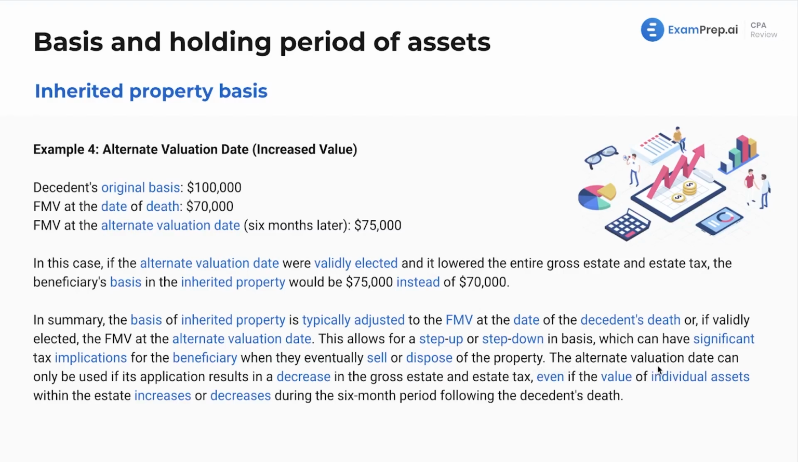The alternate valuation date can only be used if its application results in a decrease in the gross estate and estate tax, even if the value of individual assets within the estate increase or decrease during the 6-month period following the decedent's death. Sounds good to me. Sounds good to you. Let's keep moving along.